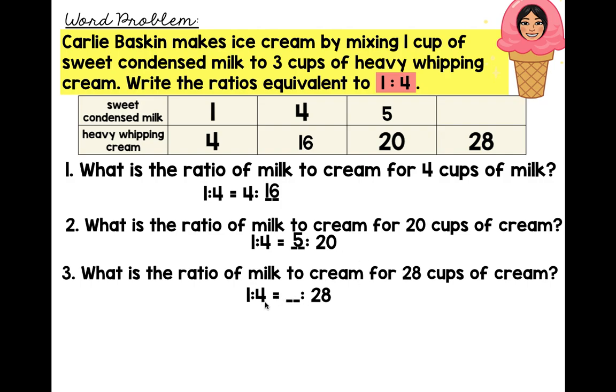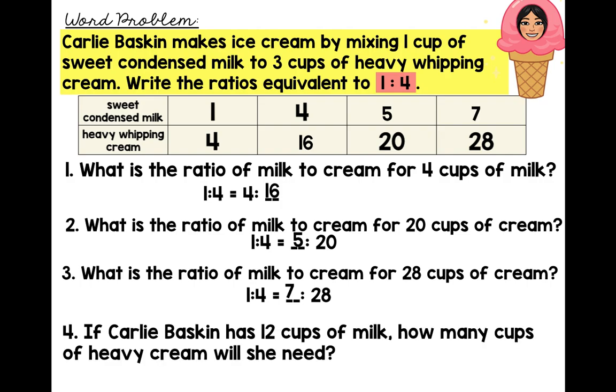Okay, so the known ratio is 4 and 28. So how do I get from 4 to 28? I multiply by 7. So 1 times 7 equals 7. All right, and the final question says, if Carlie Baskin has 12 cups of milk, how many cups of heavy cream will she need?